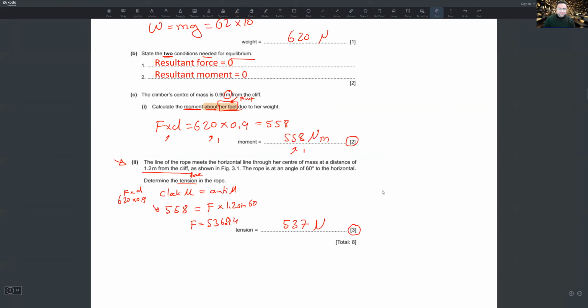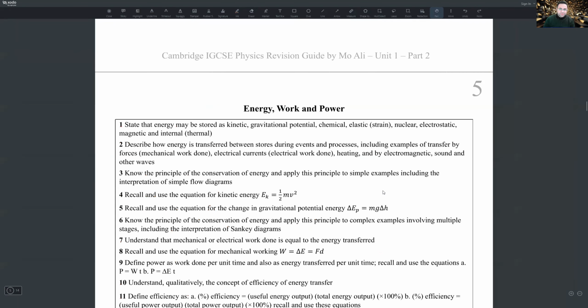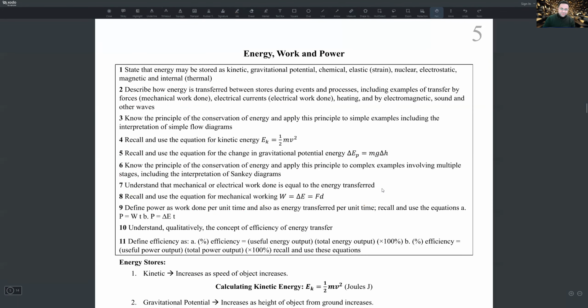You're welcome. Very good. كده خلصنا المومنتس. Now, let's move on to energy, work, and power. Now, you might look at the checklist and go like, oh my God, a checklist ده. So it looks very large, but it's actually not.